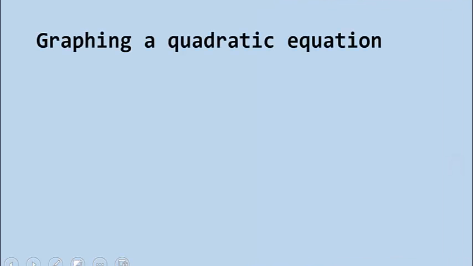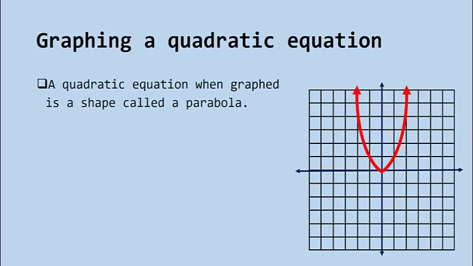Graphing a quadratic equation. A quadratic equation, when graphed, is a shape called a parabola. Here is an example on our graph on the right.